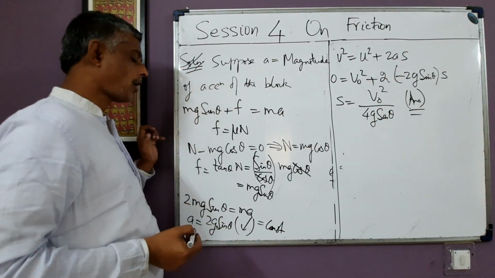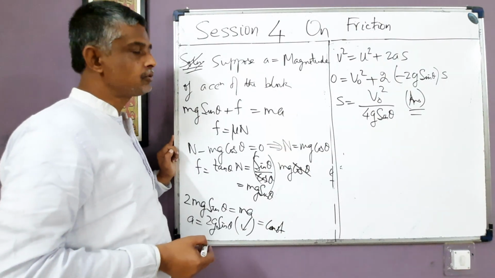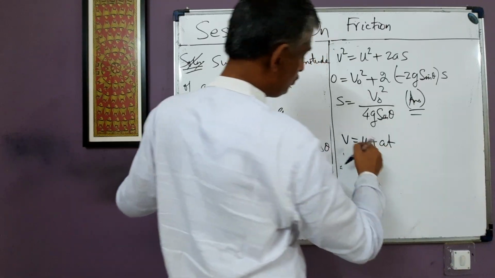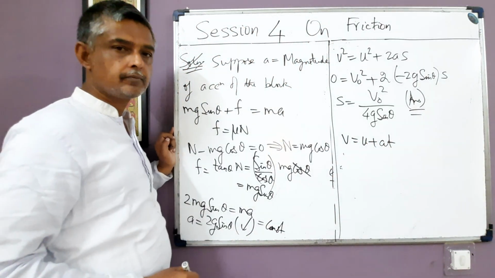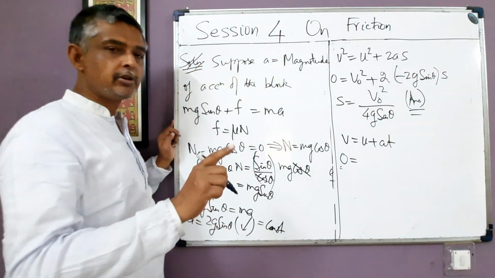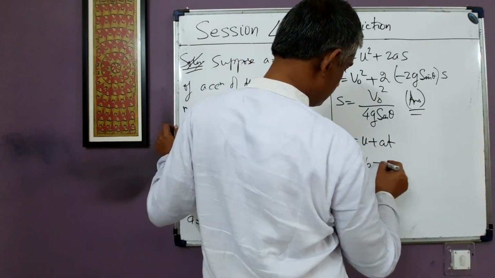Now we also have to determine the time. For that I use the formula v equal to u plus at. Again u, v and a have to be taken with proper sign. When the block comes to rest, v becomes 0. U is v naught upward up the incline, which has been taken to be positive. So instead of u we write plus v naught.